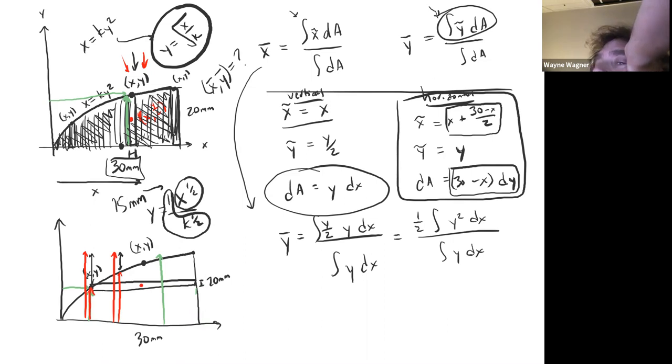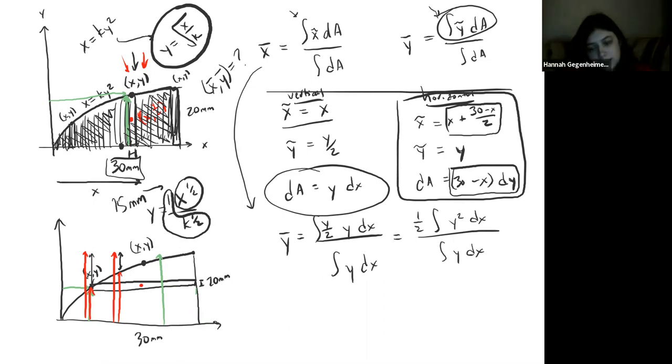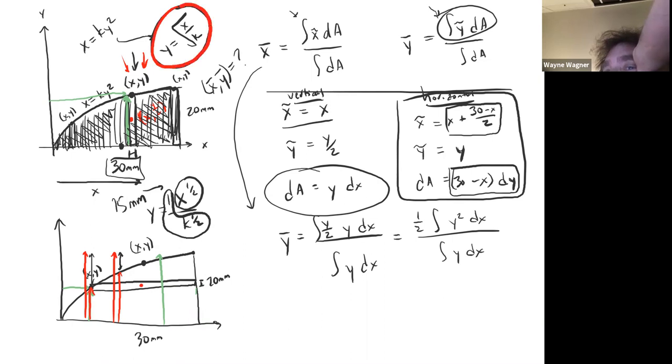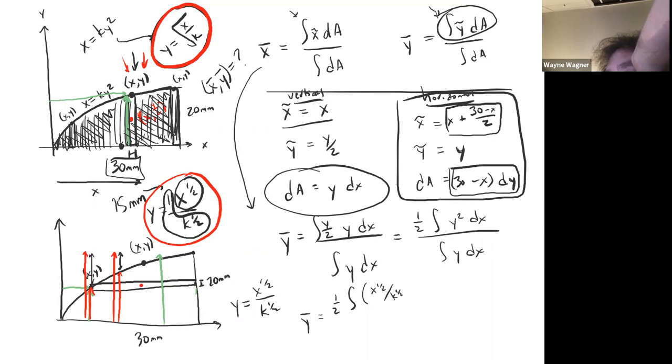Again, I don't want y's, I need x's. So I'm going to use this right here, or more to the point, I'll use this. I'm basically going to say y equals x to the 1/2 over k to the 1/2. This is going to be nice on the top because we're going to square that, which becomes really easy. So y bar equals 1/2 of the integral of y squared, so x to the 1/2 over k to the 1/2 squared dx. And on the bottom, it's the integral of x to the 1/2 over k to the 1/2 dx.